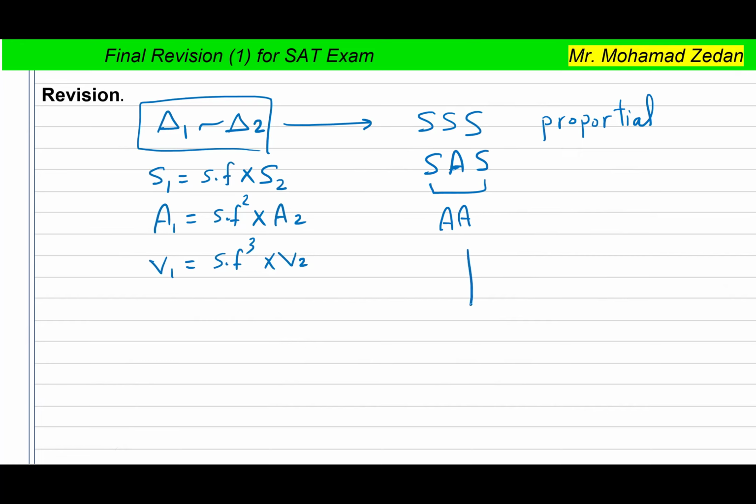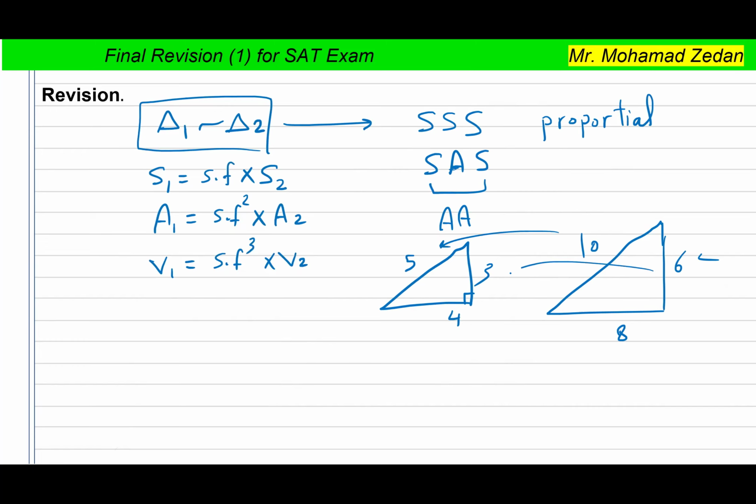Let me explain for you. Consider you have a right triangle 3, 4, 5, and another right triangle with dimensions 6, 8, and 10. You see each side here is double the corresponding side, yes? If you have two triangles like this, you can say the two triangles are similar by the SSS case.